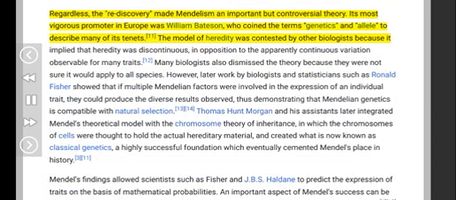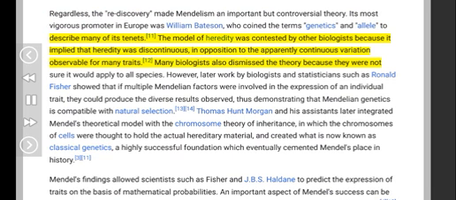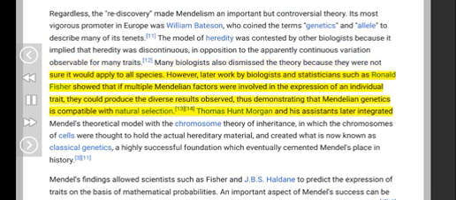Its most vigorous promoter in Europe was William Bateson, who coined the terms genetics and allele to describe many of its tenets. The theory was contested by other biologists because it implied that heredity was discontinuous, in opposition to the apparently continuous variation observable for many traits. Many biologists also dismissed the theory because they were not sure it would apply to all species. However, work by biologists and statisticians such as Ronald Fisher showed that if multiple Mendelian factors were involved in the expression of an individual trait, they could produce the diverse results observed, thus demonstrating that Mendelian genetics is compatible with natural selection.